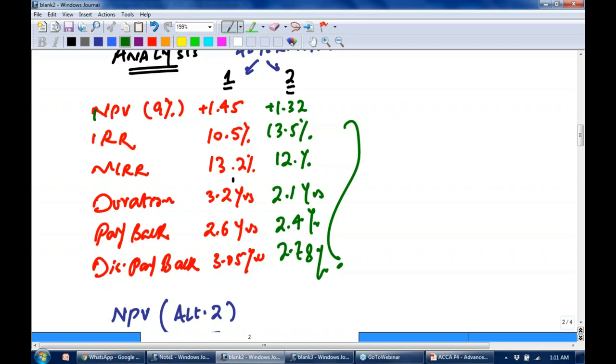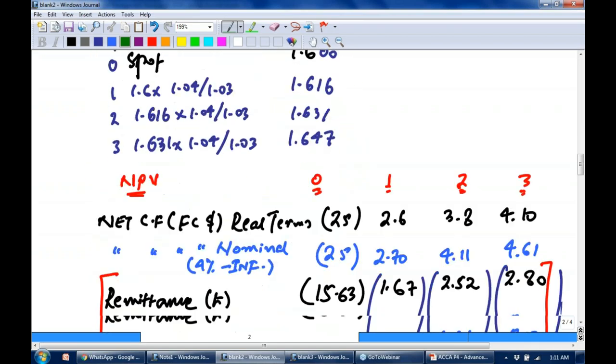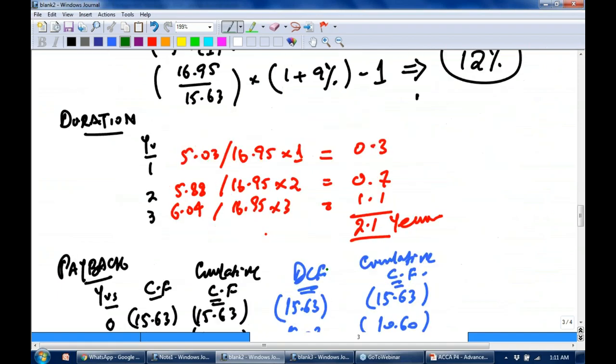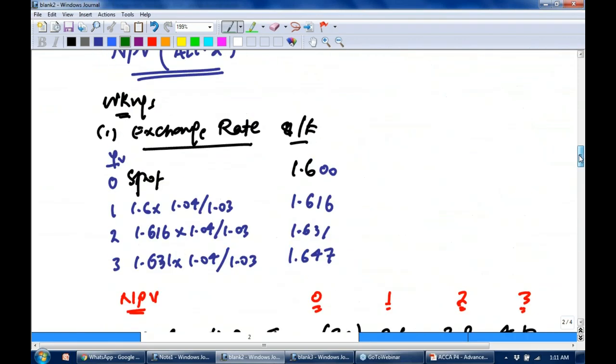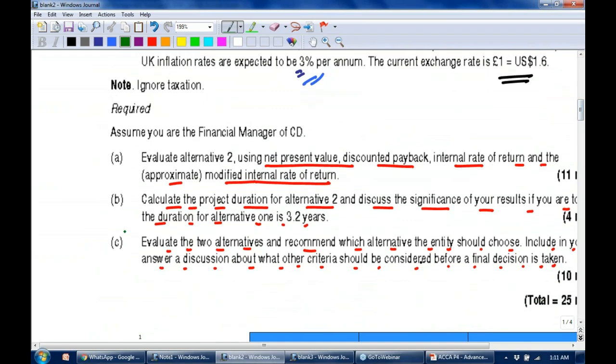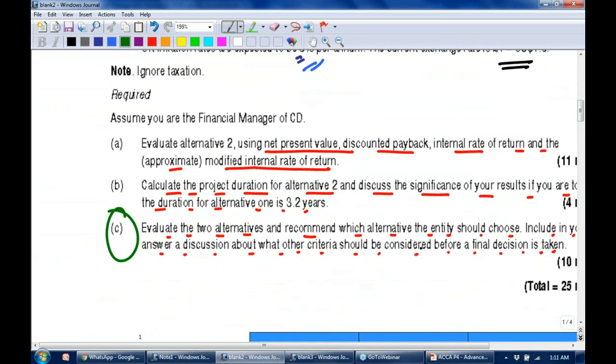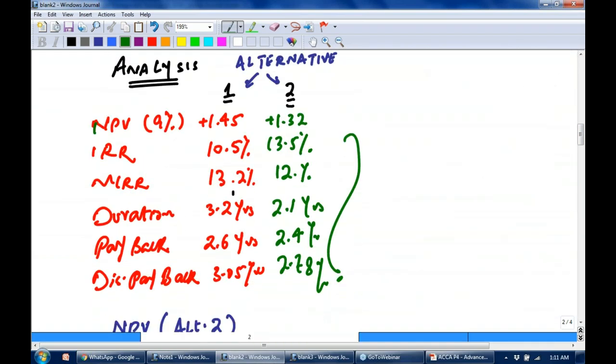Now the important thing is that we have done the calculation. We need to analyze the situation. That is the C part, evaluate. You know very well that the most preferable is the NPV.